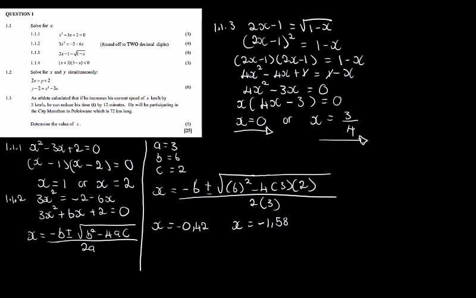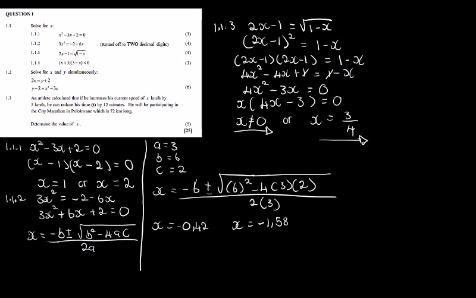So we can see that the left hand side is not equal to the right hand side when we are substituting 0. So we can say 0 is not a solution. So x is not equal to 0.